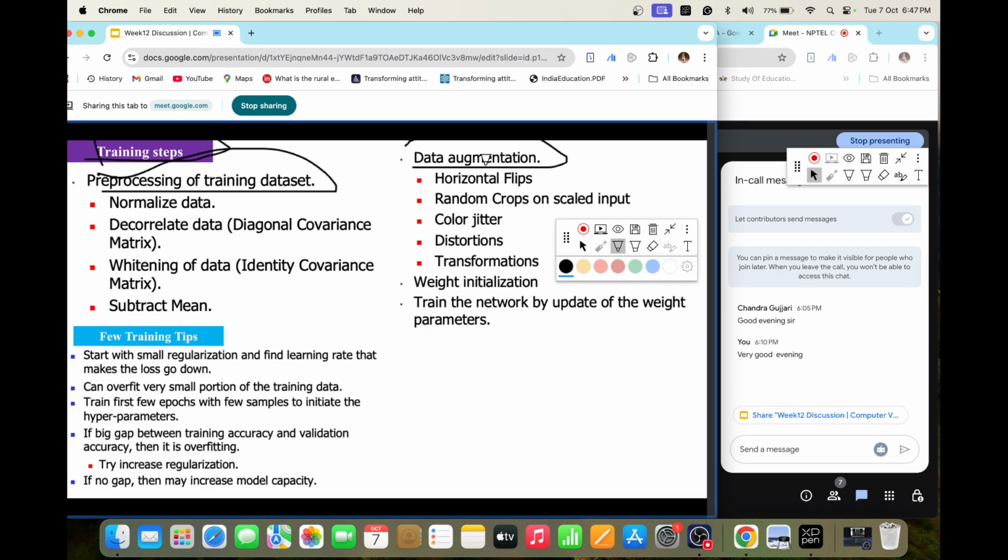So what is data augmentation? Whenever we are training all these networks, we require more images. Only when you use more images can you generalize the network.